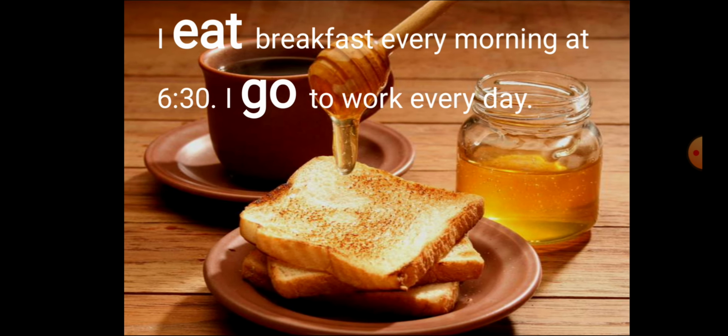Now let's understand this concept with the help of an example. I eat breakfast every morning at 6:30. I go to work every day. In both the sentences, the action is being done on a daily basis. Like I eat breakfast every morning means the action is performed on a daily basis.